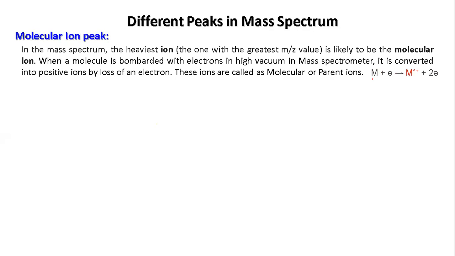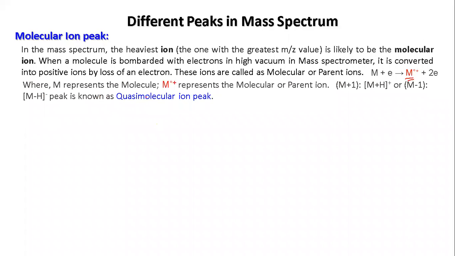Here, if you look, you have M being bombarded, so you are generating M dot plus, a radical cation. That is the molecular ion. Where M represents the molecule, and M dot plus represents the molecular ion or parent ion.